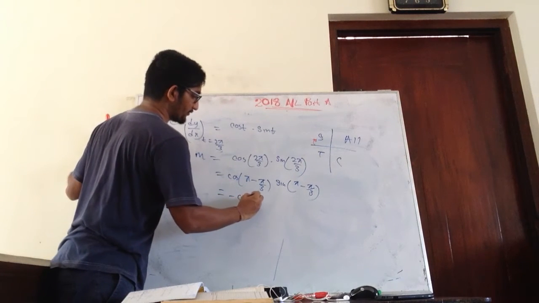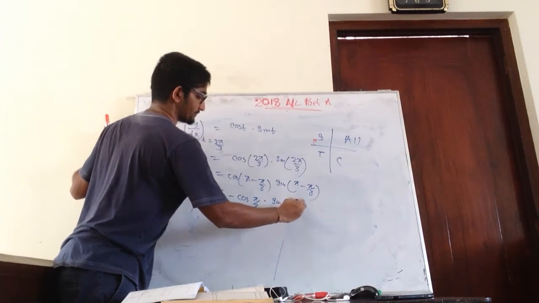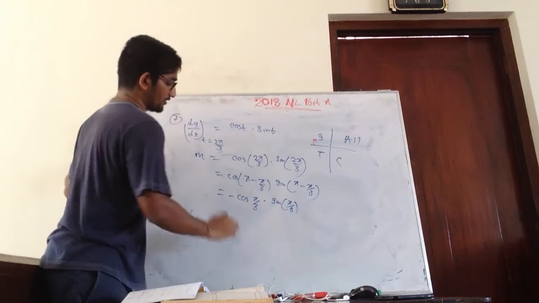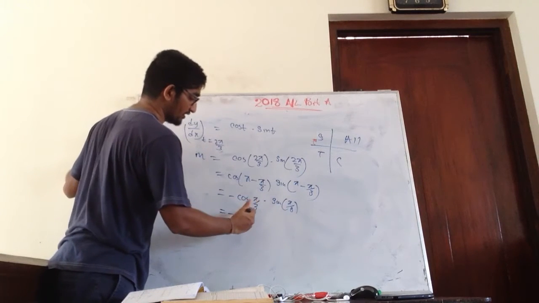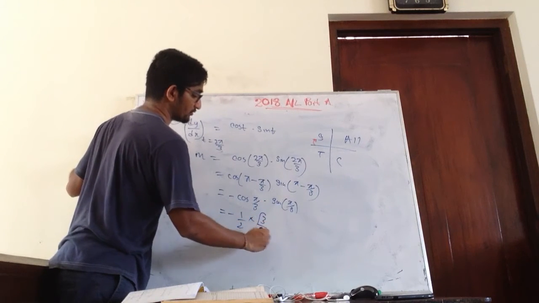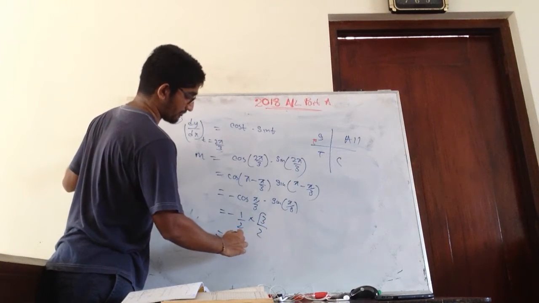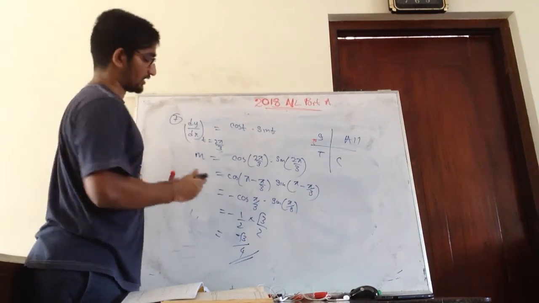So here I will get minus cos pi over 3, then sin pi over 3. So this is minus cos pi over 3, which is basically cos 60, no? That is half. This is square root 3 over 2. So then I will get minus square root 3 over 4. Is that the answer we want? Yes, that's the answer we want.